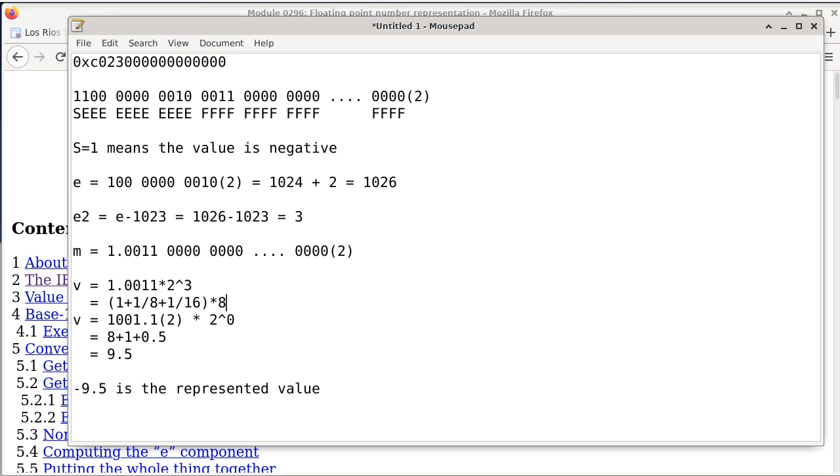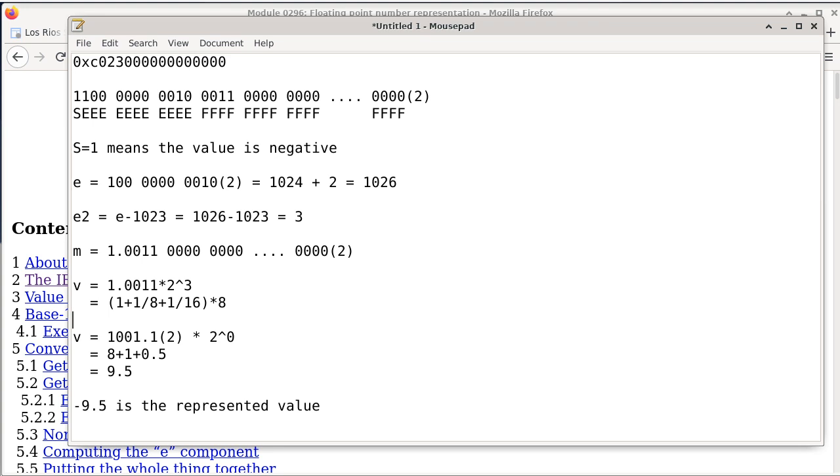So you can either move the binary point by using the exponent of 2, which is kind of what I preferred, or you can just work out what the mantissa is, which is in this case 1 and 3/16, and then multiply the mantissa by the power of 2, and you should get to the same answer. Are we good? All right.